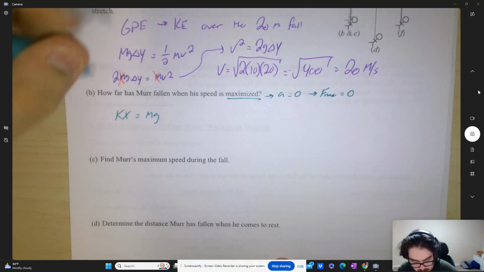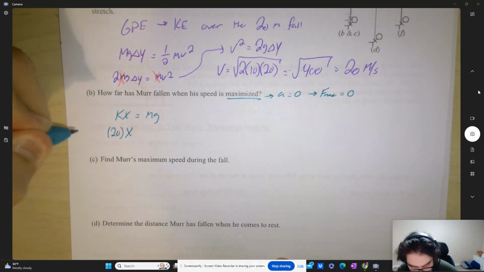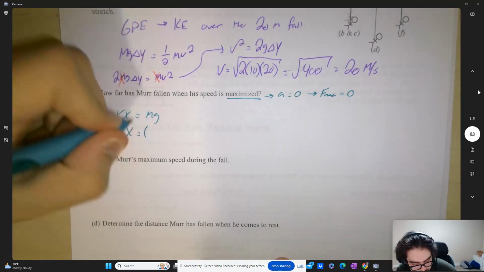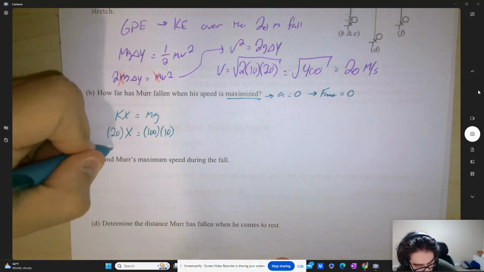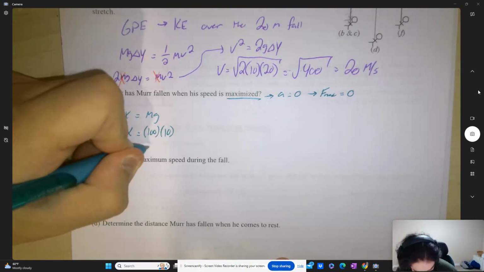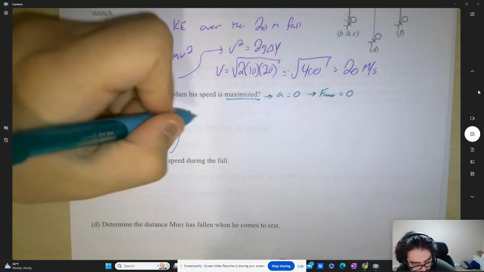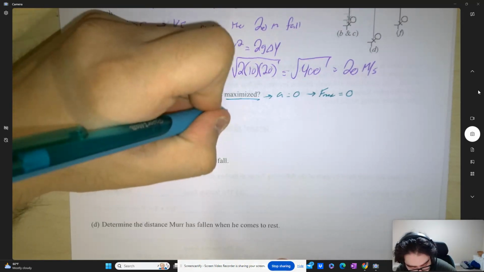Well, k is 20. We're given that in the problem. X we don't know, and that's actually what we're solving for. M is 100. G is 10. 20x equals 1,000. That's easy, right? You're thinking this is kindergarten math, right? X should be equal to about 50 meters.